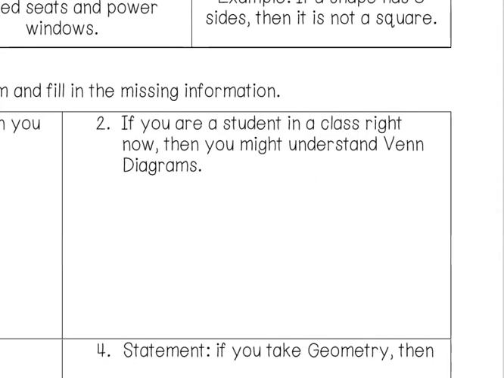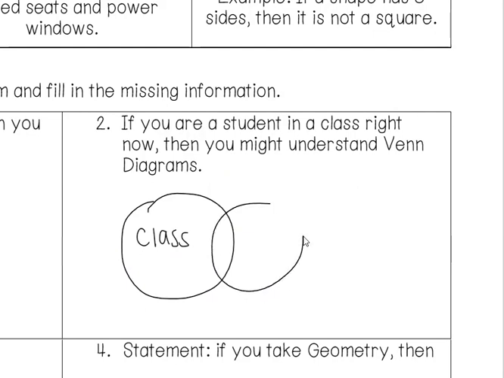In number 2, it says, if you are a student in a class right now, then you might understand Venn diagrams. So I'm going to draw a circle of students in the class, and I'm also going to draw a circle of understanding Venn diagrams, which I'll label as Venn diagrams. Because it said you might understand it, you could be a student over here, you could be just someone that understands Venn diagrams, but you could also be a student that understands Venn diagrams. So these overlap sometimes. Not everyone in the class may understand it, and everybody that understands Venn diagrams might not be in our class. This is the section of overlap that said you might understand them.